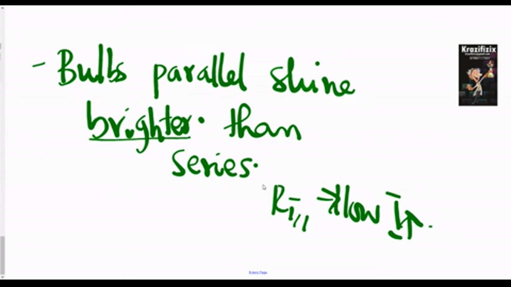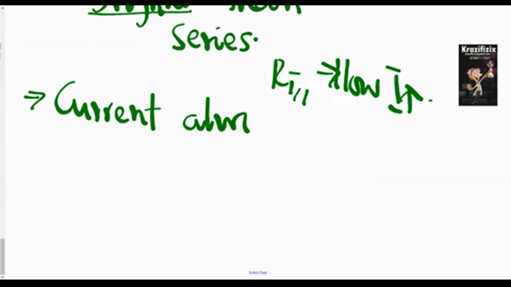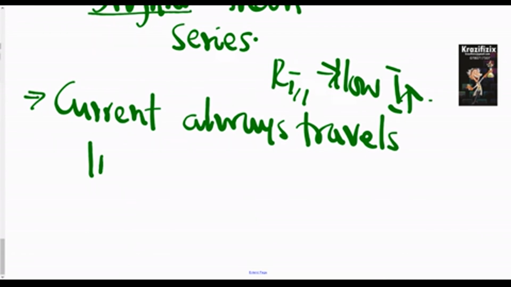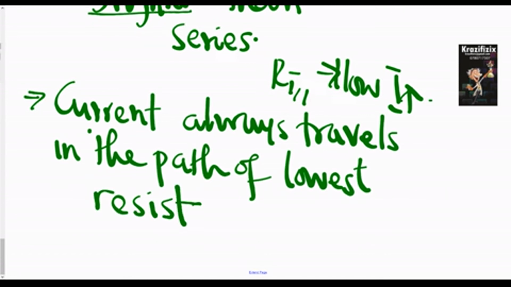All right, I want us to see one other point here. Very, very crucial: current always travels in the path of lowest resistance. It's just like you and me. Nobody wants to travel where there are thieves on the way, you know. Current will always travel in the path of the lowest resistance.